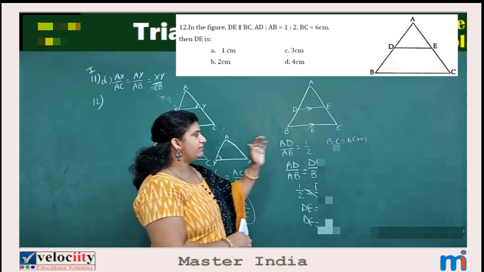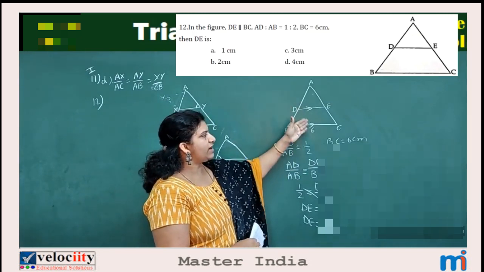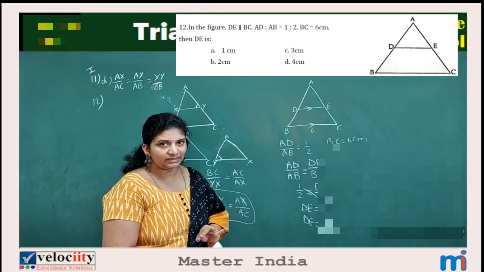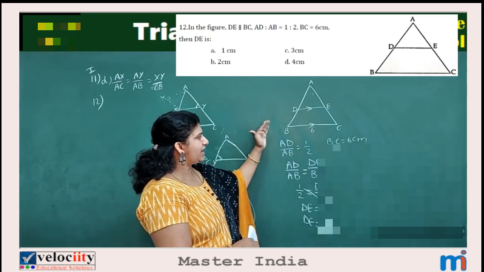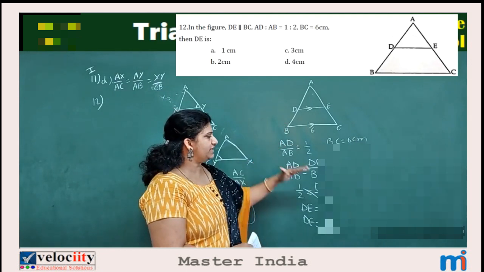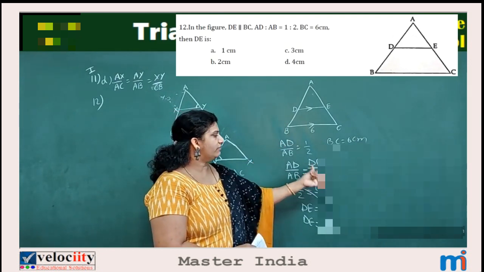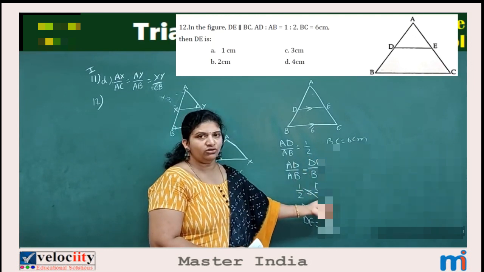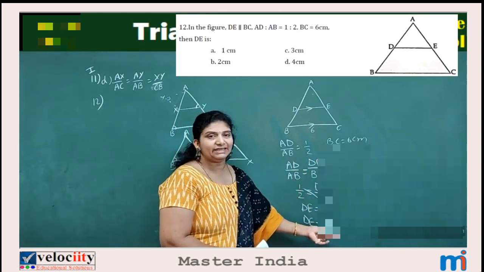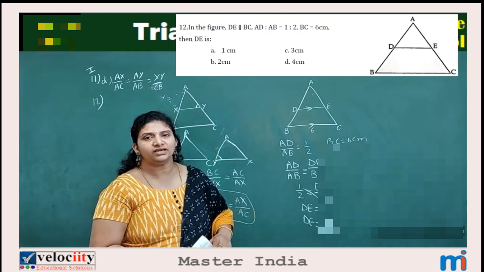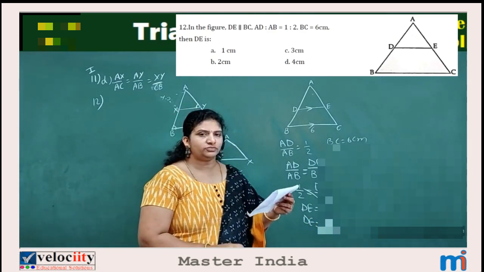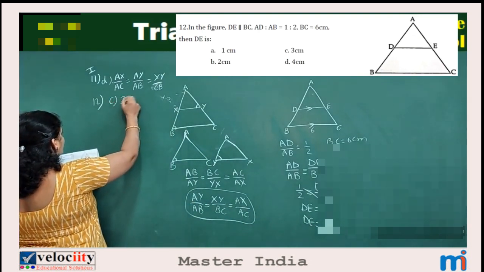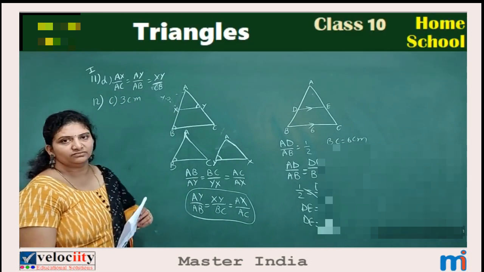How? Suppose you equate this ratio, 3 by 6, that is nothing but 1 by 2. Okay, understand the question carefully. AD by AB is equal to DE by BC, I have written. Why? We know BC, we need to find DE. So equate with the ratio, you are going to get the exact DE value, that is 3 centimeters. Check for the option, that is option C, 3 centimeters.